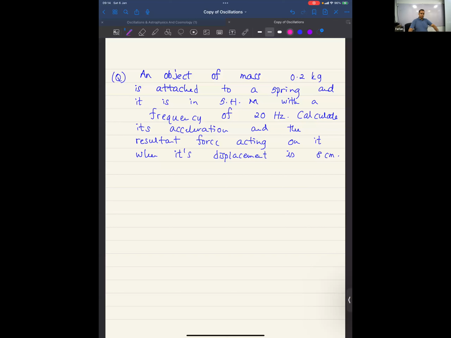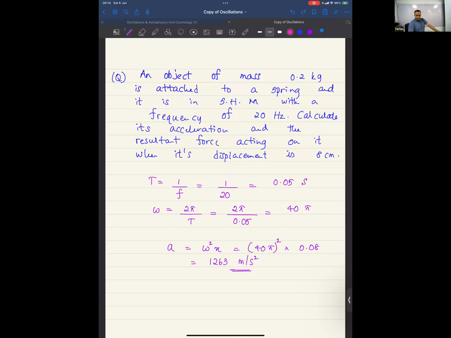That's the answer. What is acceleration? Okay, acceleration is 1263, and the resultant force is... Sir, I got 200. I thought that was wrong. It's a big value. Sorry, I got that, but I thought it was too big a value. What did you get? 1263.